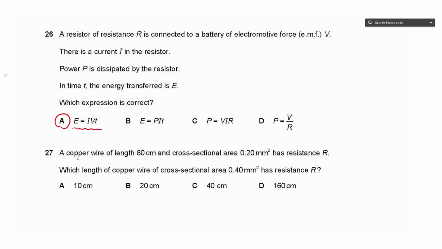Question 27 says a copper wire of length 80 centimeters and cross-section area 0.20 millimeters squared has a resistance R. Which length of copper wire of cross-section area 0.40 millimeters squared has a resistance also R?